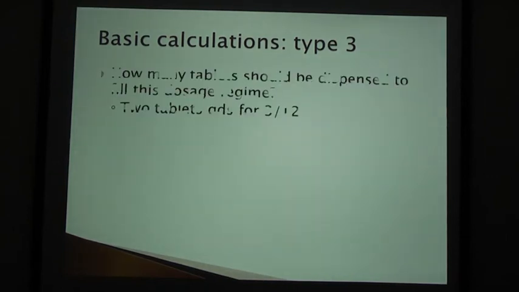Let's look at another one. How many tablets should be dispensed to fill this dosage regime? So what have we got here? 2 tablets QDS for 3/12. This, to you, should now read 2 tablets 4 times a day for 3 months.